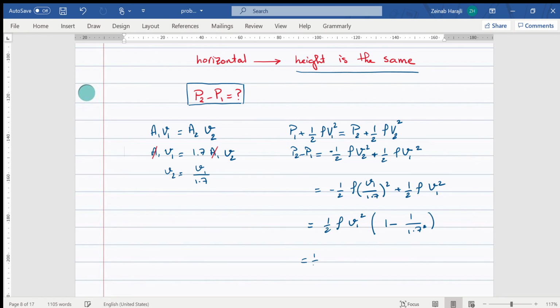And if we substitute our values, we know that this is 1060 and this is 0.4 squared, and if we substitute these, our final answer for the difference in pressures between the two sections would be 55 pascals.